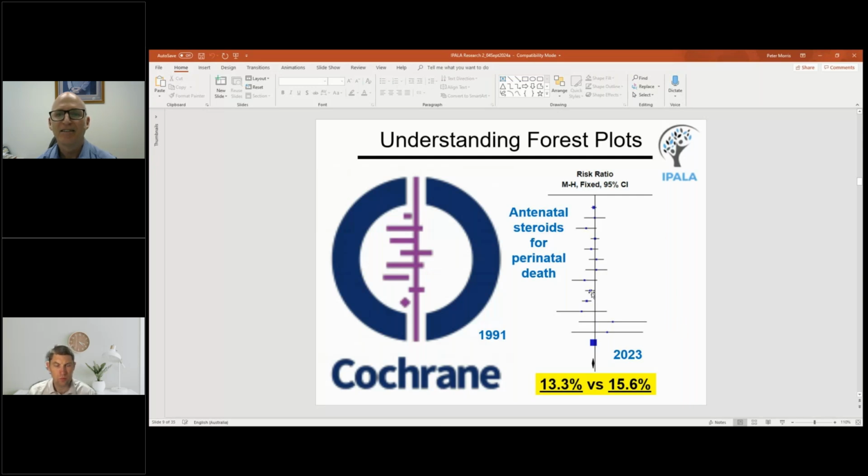And this presentation of data is called a forest plot. So the central line is the line of no effect. Each horizontal line is a trial, and in the middle of the trial there's a blob, that's the point estimate, and at the bottom of all the horizontal lines is a diamond, which is the overall estimate of effect combining all of the trials in a meta-analysis.